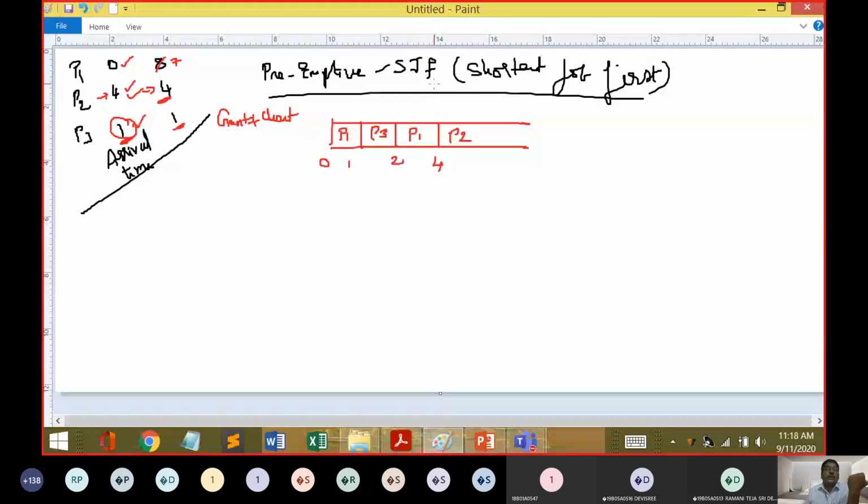P1, how many milliseconds is it pending? 5, sir. No, I think 3, because it has consumed 1 second and here it has consumed 2 seconds. So 8 minus 3, yes, total 5. 5 is greater than 4, so obviously P2 will go into the scene.